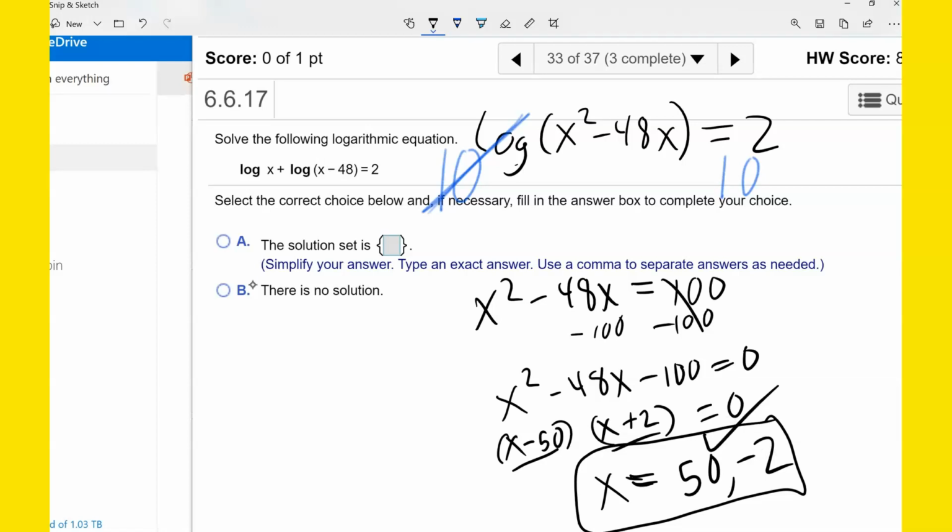So 50 should work. 50 is a good answer. What about the negative 2 though? If I plug negative 2 in for x, that's already a negative number, that won't work. And if I plug it in for that x, negative 2 minus 48 is negative 50, so that won't work either. So negative 2 just doesn't work at all. The 50 is my only good solution. So 50 is the solution. Negative 2, even though it kind of works on paper, doesn't work in the original problem as written.